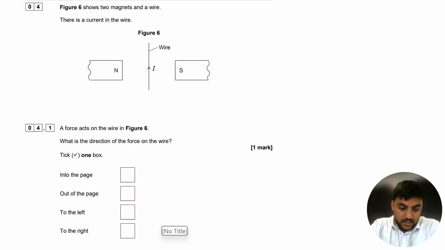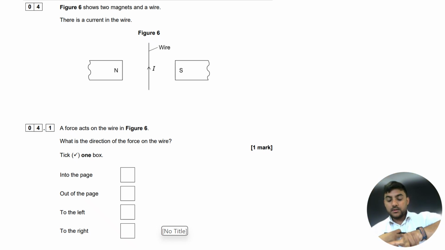Figure 6 shows two magnets and a wire. There is a current in the wire. A force acts on the wire in figure 6. What is the direction of the force on the wire? Remember, you are using Fleming's left-hand rule. So the thumb is for motion, the forefinger is for field, and the middle finger is for current. So the field is from right to left, and the current is from us to away from us, then the force will be acting down into the page.